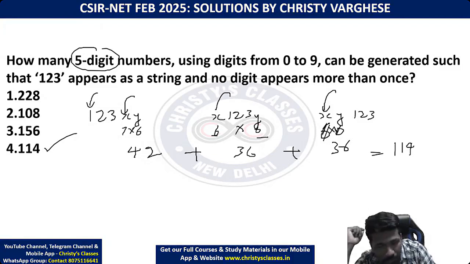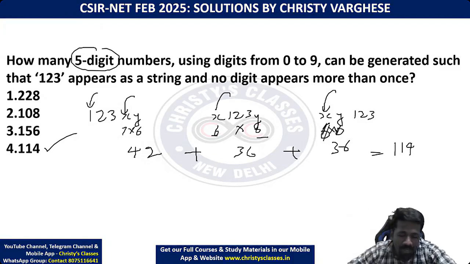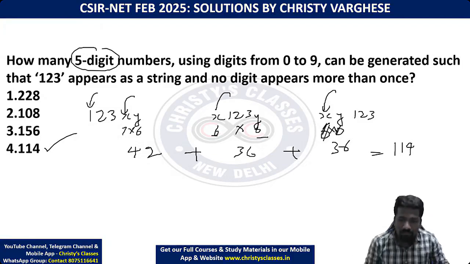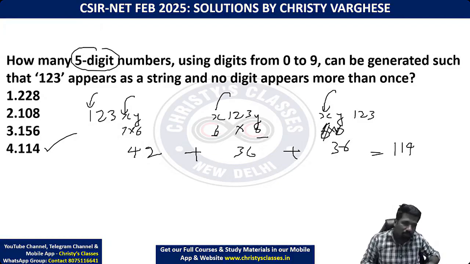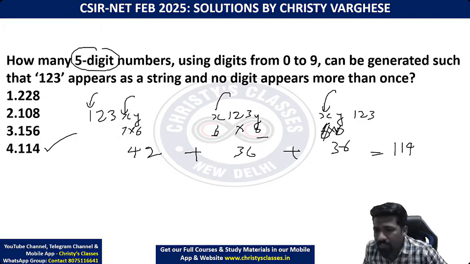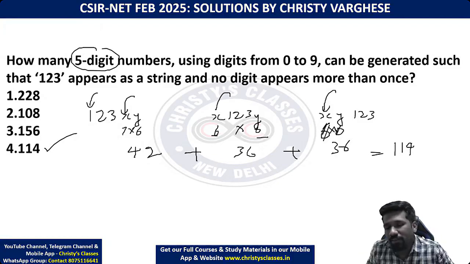Yes, Sujita. First position can't be 0. If the first position is 0, then it is wrong, right? Please write it yourself, then you will understand. Write an example with 0 in the beginning. For example 0, 1, 2, 3, 8. Is it a valid 5-digit number? No, it's a 4-digit number.